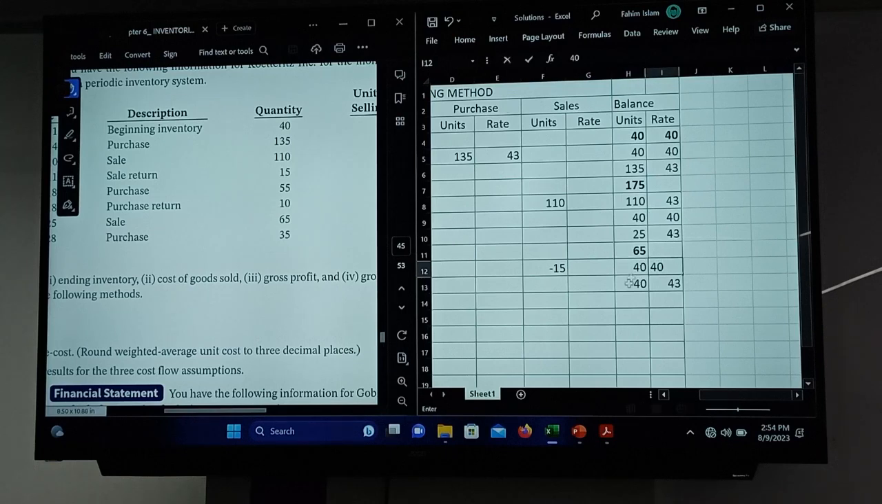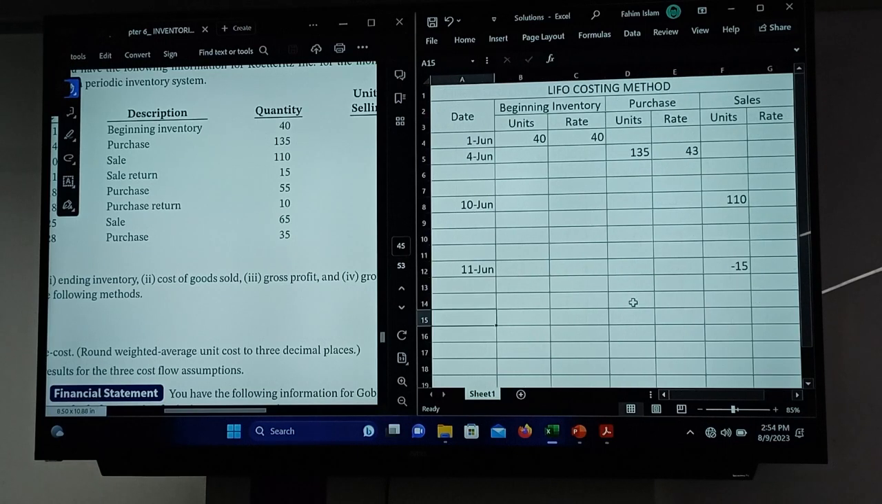We are doing the LIFO method here. So now we have a balance of 40 plus 40 equals 80. This is our current balance now after the sales return. Now we will see June 18. Here, June 18, we have a purchase of 55 units, so let's write that.